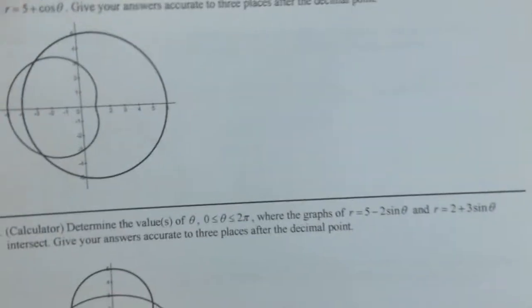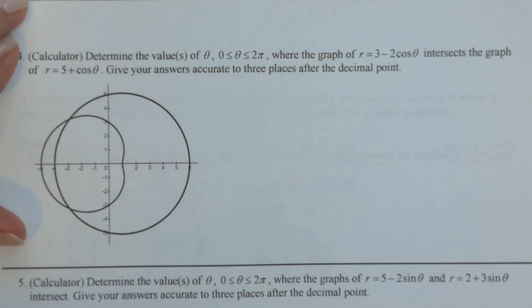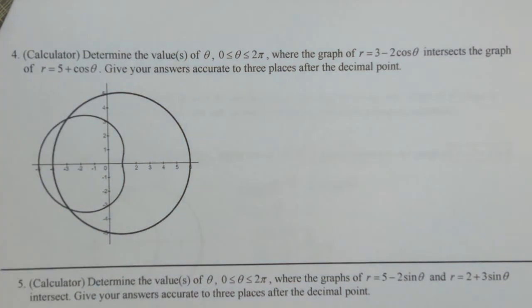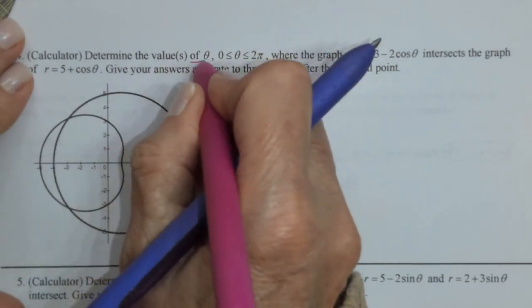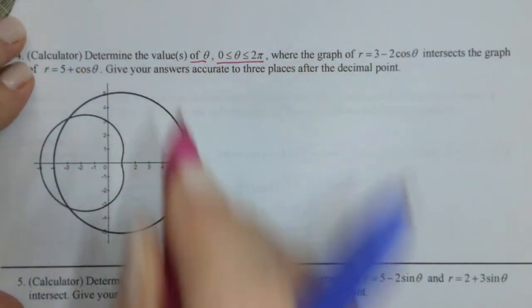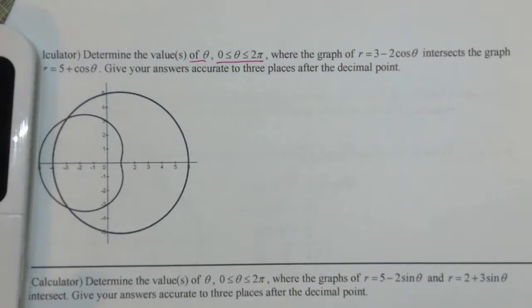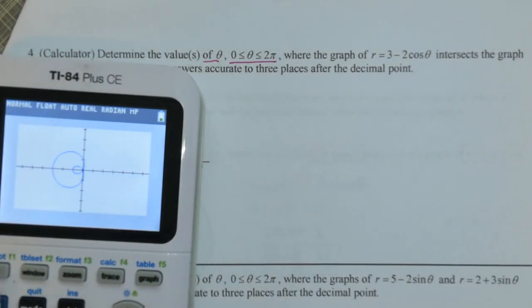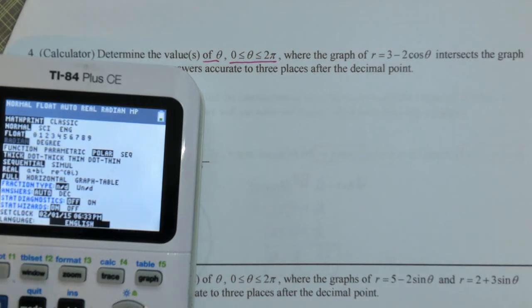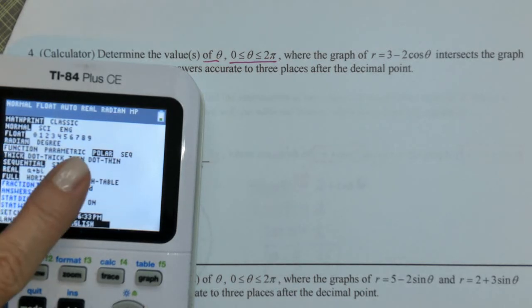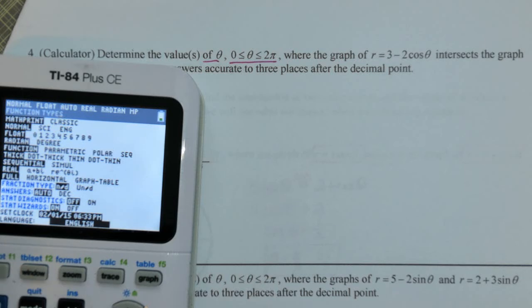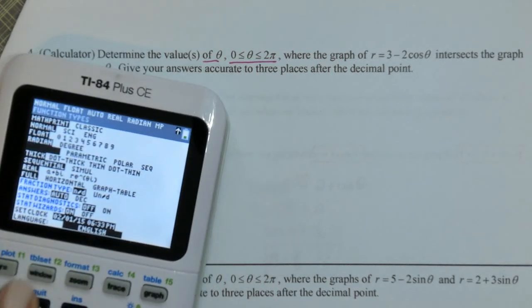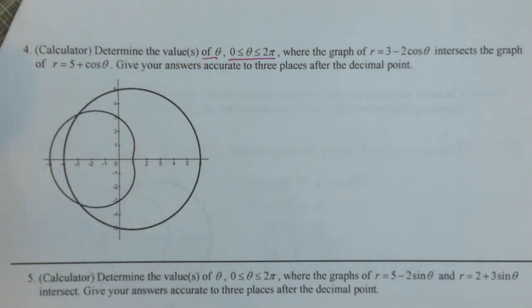Let's do another one. In this next one, it says that we will need a calculator. So we will get our calculator out. And they ask us to determine the values of theta again between 0 and 2 pi. So we will make sure that we are in radian mode. Yeah, I'm already in radian mode. I'm also in polar mode. I think I'm going to go back to function mode. Okay? So my calculator is all set, ready to go.